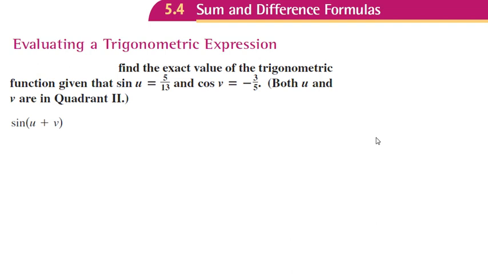Let's go ahead and find the exact value of sine of u plus v. We're given the following information: the sine of u is 5 over 13, and the cosine of v is negative 3/5. Just like the first example, we're going to need to create two right triangles so we can find the rest of the values that are needed.